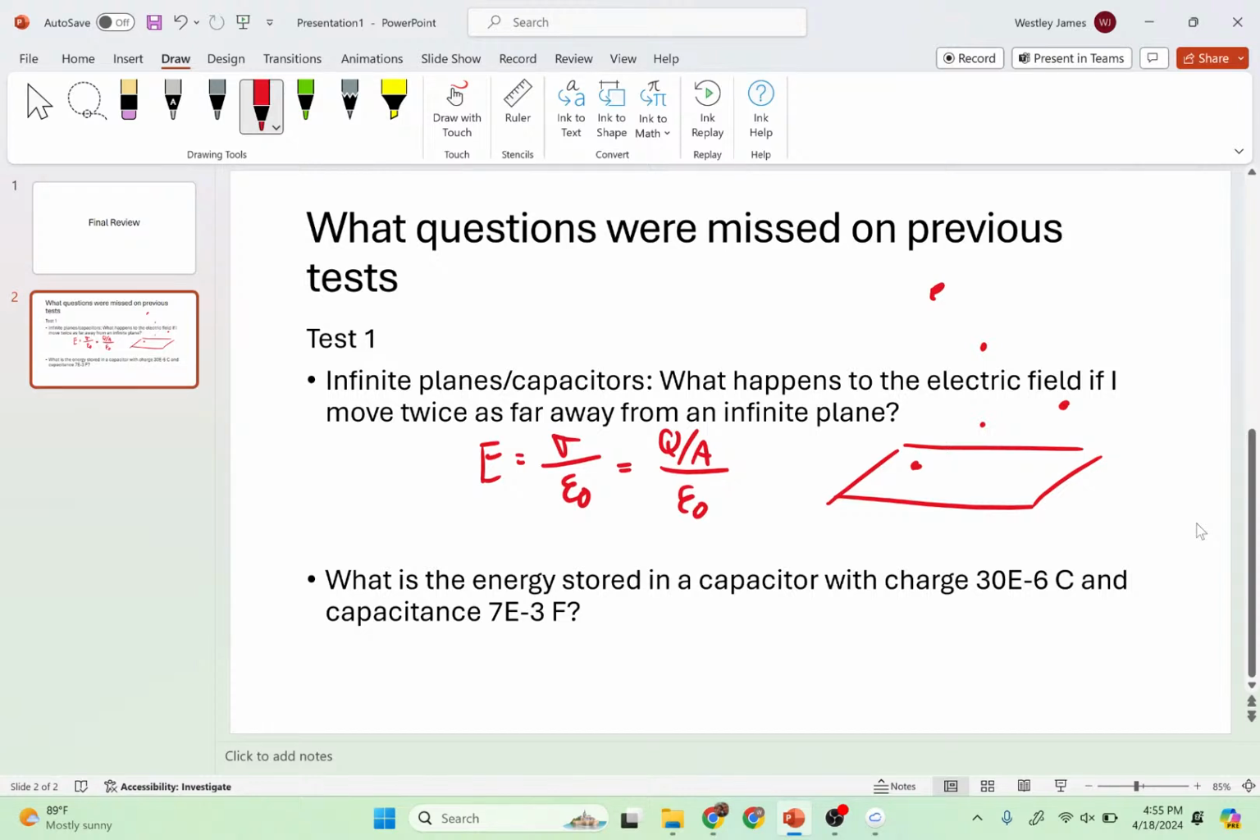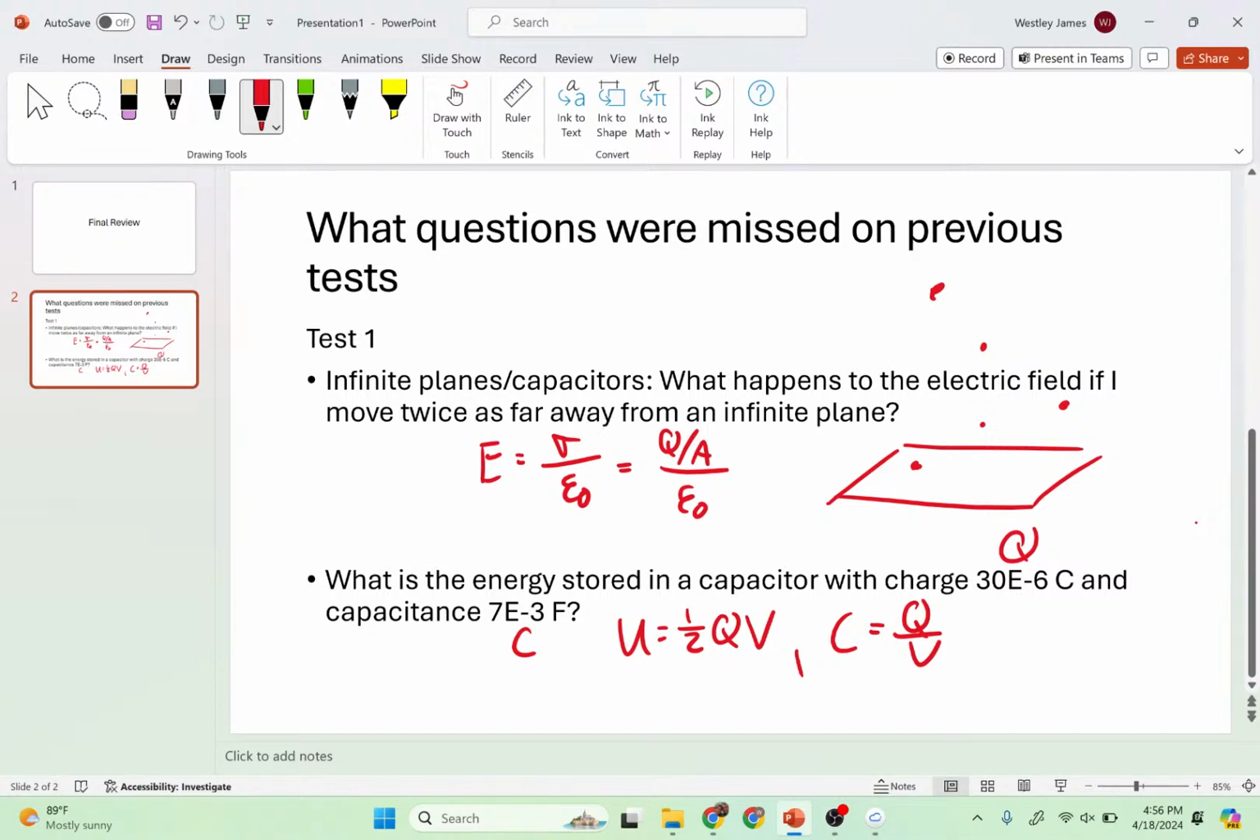So it's actually a fairly straightforward problem. So what's given, what's missing? You have charge, you have capacitance, and it says what is the energy stored? The energy stored in a capacitor is 1/2 Q times V. That's the one I have memorized. We don't know V. We also know C equals Q over V. So you got a couple options.